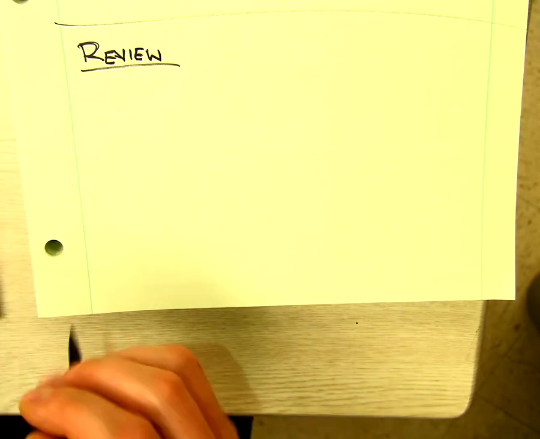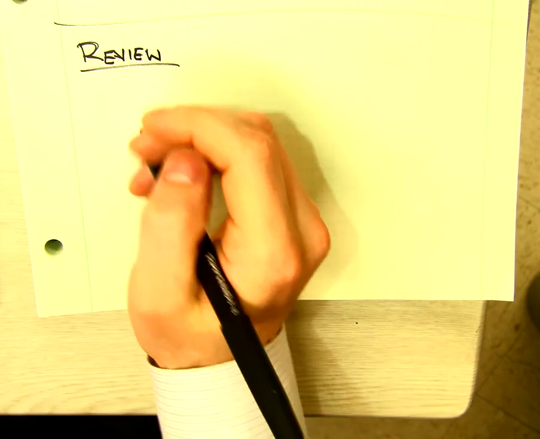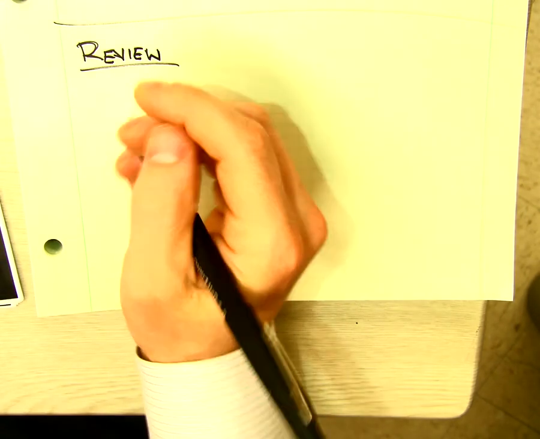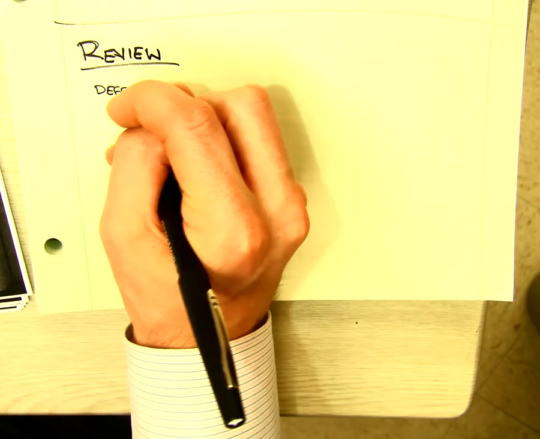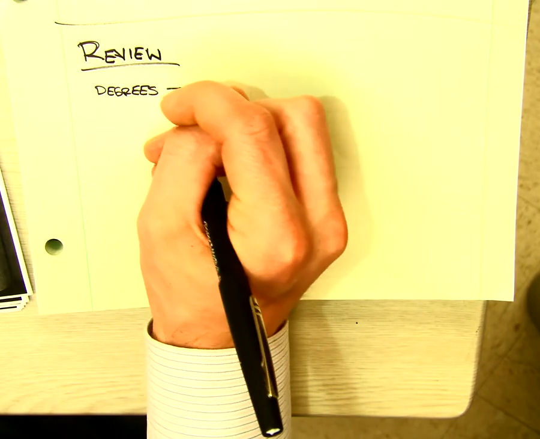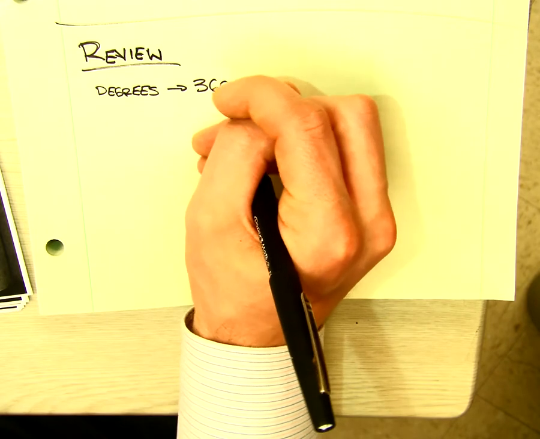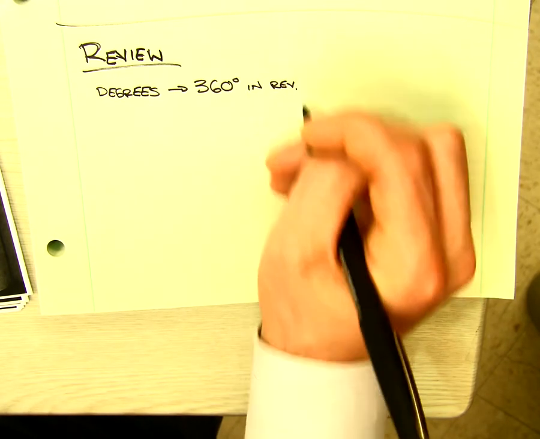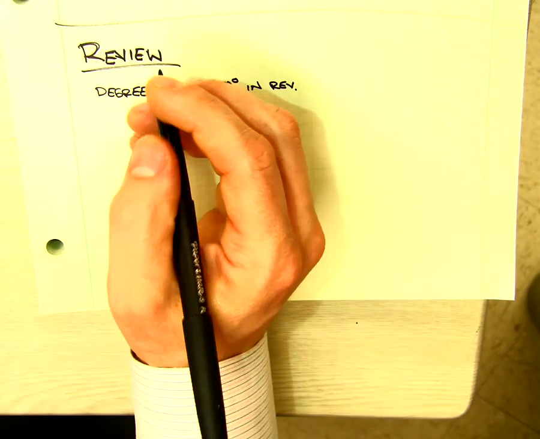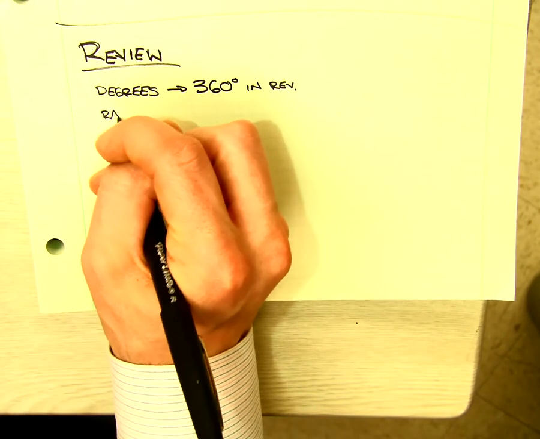We're talking about angles, right? So we've got initial sides, terminal sides, vertices. Okay, so degrees. First, the main thing you need to know about degree measure is there's 360 of them in a rotation, or one revolution. 360 degrees in a revolution. Boom. Now we need radians.